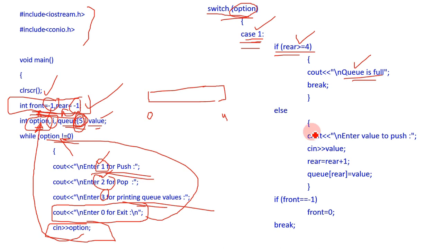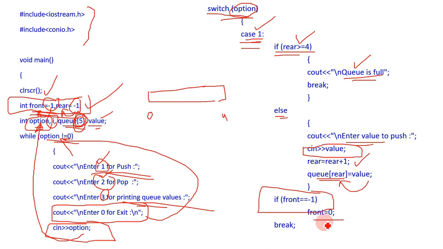Okay, else if there is space available in the queue, you have to enter a value to push. You can insert that value from the keyboard. Rear will be incremented, and you can assign that value to that specific location. If front is equal to -1, you can assign 0 to the front.